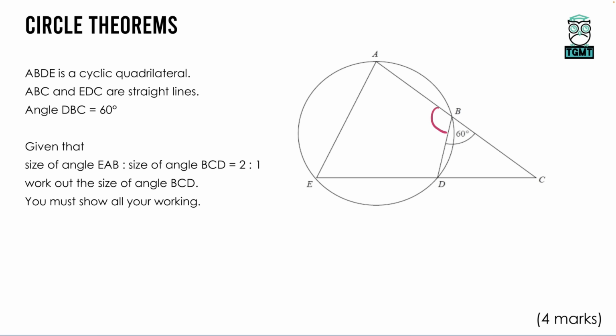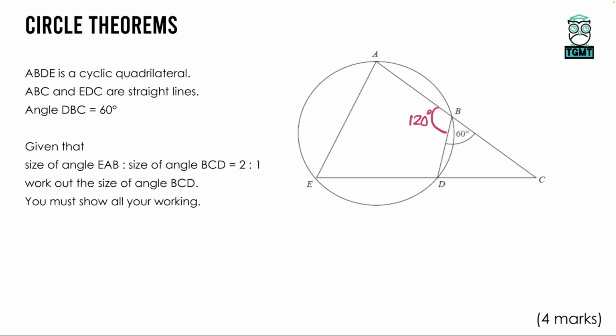straight line. It says, given that the size of EAB to the size of BCD is 2:1, work out the size of BCD. And you must show your working. Right, let's just find this angle on the straight line, then I'm going to come back to that ratio. So this one on the straight line here, they've got to add up to 180, so that is 120 degrees.